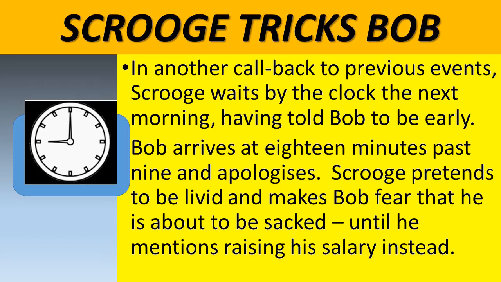And then the next day, Scrooge tricks Bob. In another callback to previous events, Scrooge waits by the clock the next morning, having told Bob to be early. Bob arrives at 18 minutes past 9 and apologises, and Scrooge pretends to be livid and makes Bob fear that he's about to be sacked until he mentions raising his salary instead.